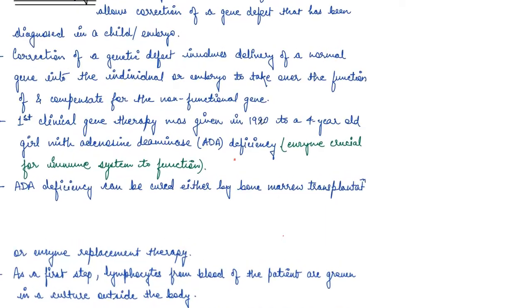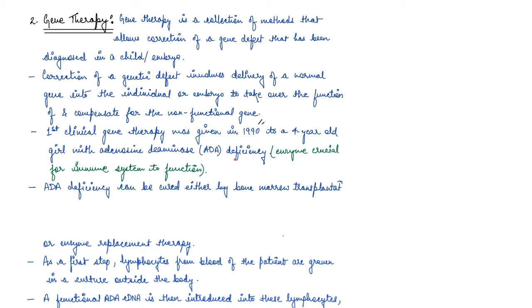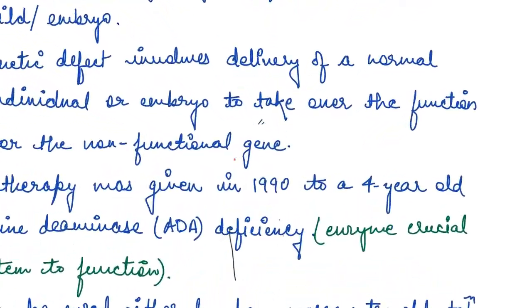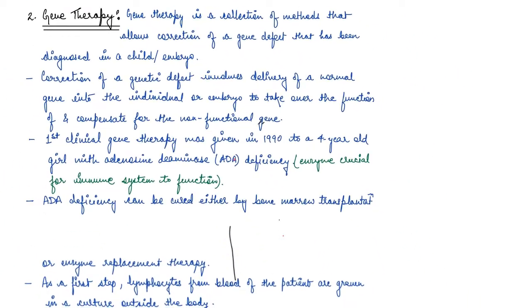When a mother is pregnant, we do a lot of tests to detect various types of hereditary diseases. And if in a fetus, in an embryo, such a genetic disorder or hereditary disease is found, we try to cure it through a collection of methods which is known as gene therapy, right?